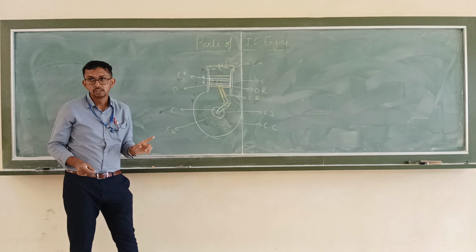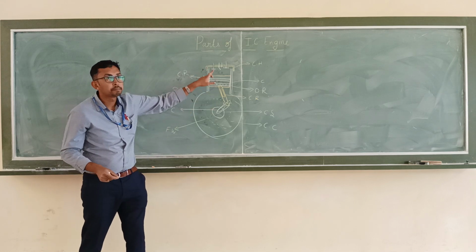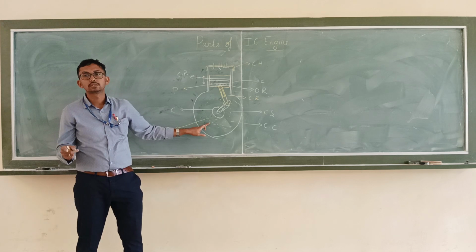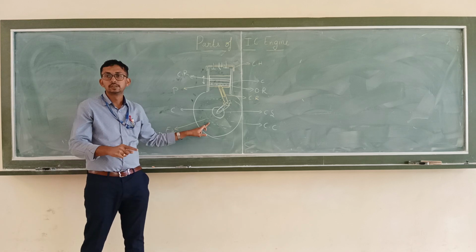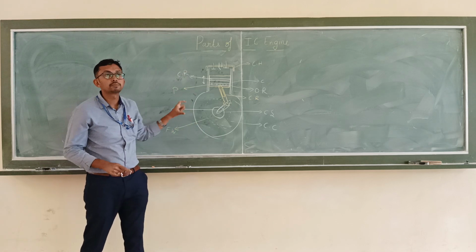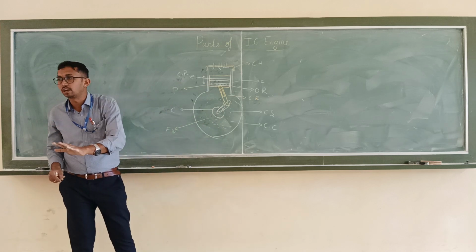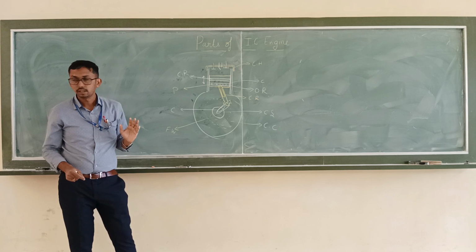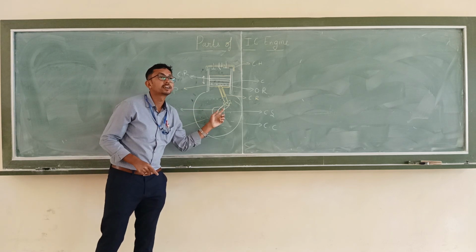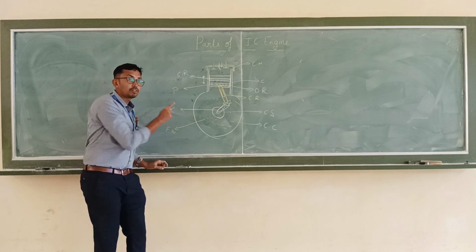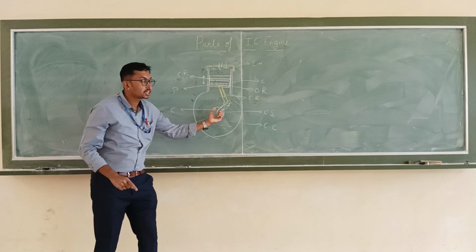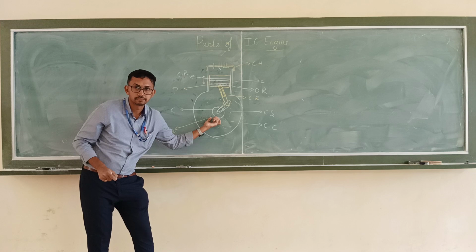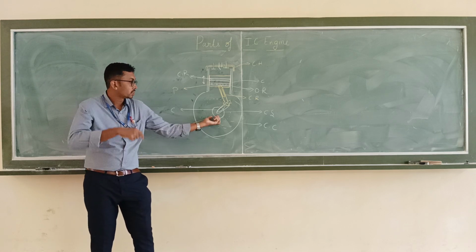Connecting rod is a link between the piston and the crankshaft. What are the functions? It is going to convert the reciprocating motion of the piston to circular or rotary motion. And what is the next? Another component is a crank. This C stands for crank. Crank is a connection or a link between the connecting rod and crankshaft. Is it clear? What is the next component?